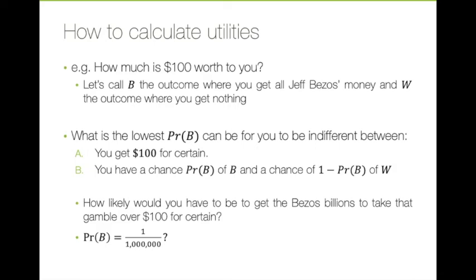But I figured, $100, I could do a fair amount with that, right? It would really help me pay for some groceries, but I would never have to worry about groceries again if I gambled for Bezos's money, and I could afford to lose $100 or not get it. So I would probably be indifferent between the $100 and the gamble if the chance of getting Bezos's money was about 1 in a million.